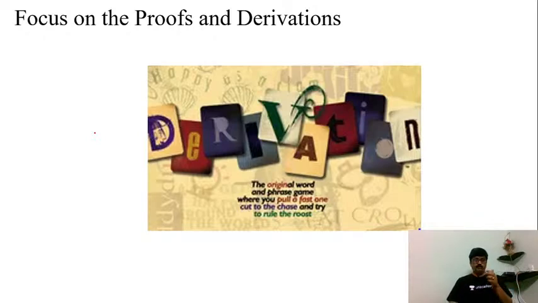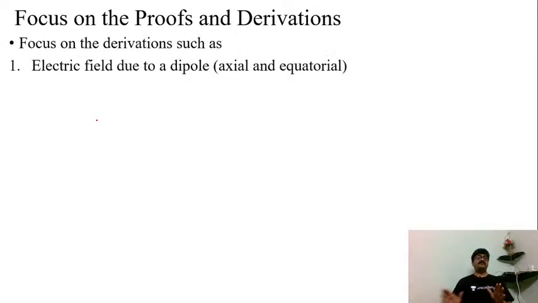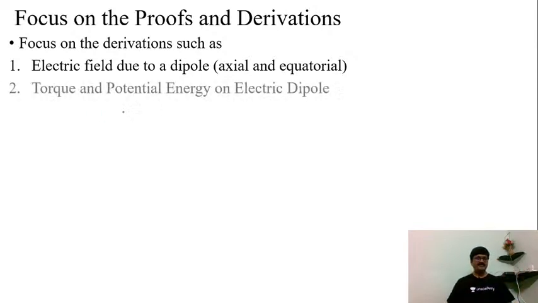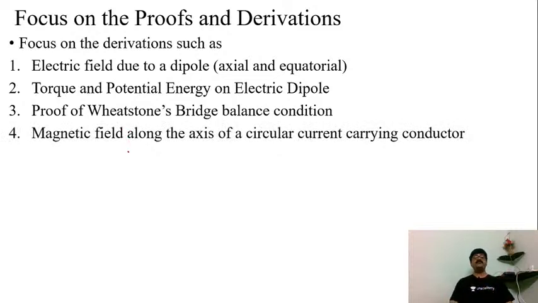Now focus on proofs and derivations. Next, I've tried to give you some commonly appearing derivations and proofs. Focus on derivations such as electric field due to a dipole, that is axial and equatorial electric field. Then torque and potential energy on an electric dipole. Then proof of Wheatstone bridge balance condition. This is again important. Then magnetic field along the axis of a circular current carrying conductor. This is from the chapter moving charges and magnetism.